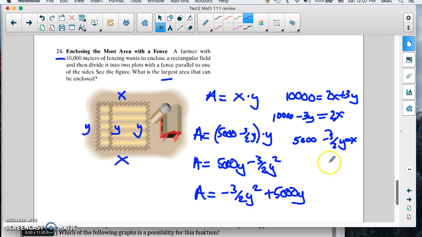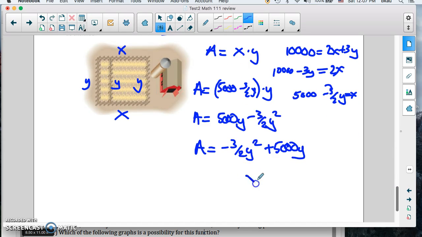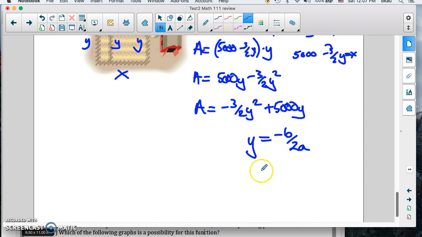Now, since it's a quadratic, it has a maximum point, and its maximum point is at x equals negative b over 2a. So negative b over 2a is where the maximum or minimum is. In this case, it's a maximum because this term tells me it goes down, because it's negative y squared. And now, I should have used y here, not x. So the y value here is minus b over 2a, because we kept the y's instead of x's.